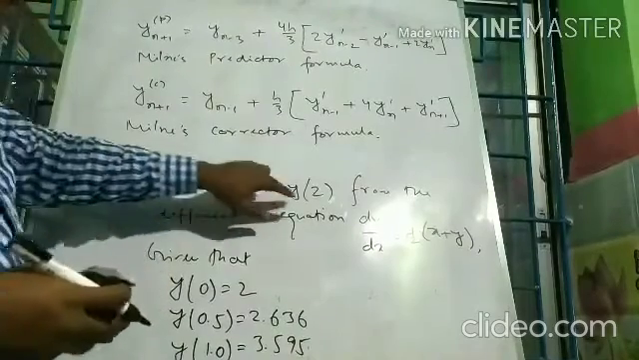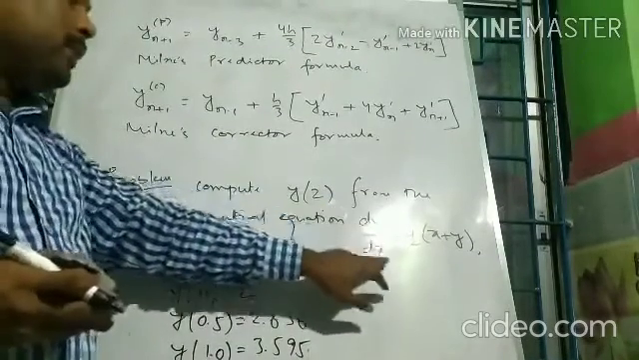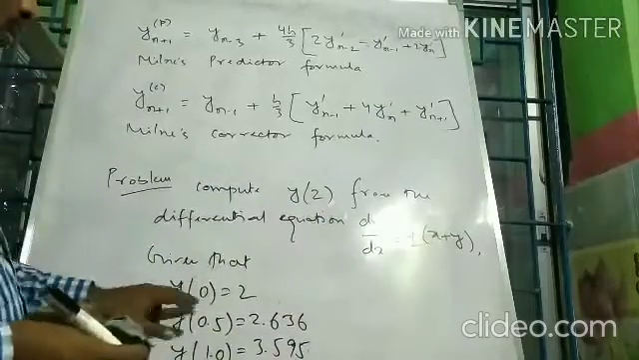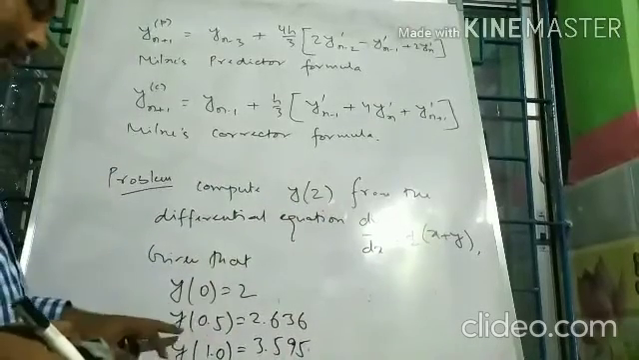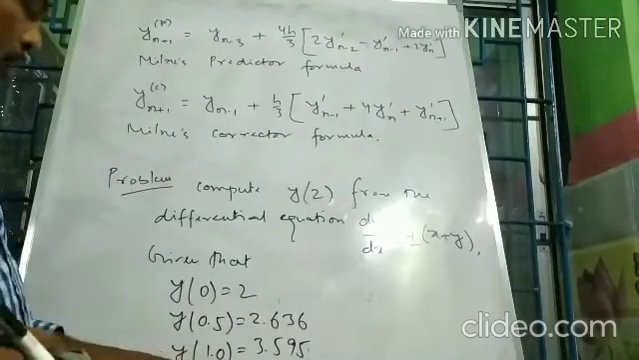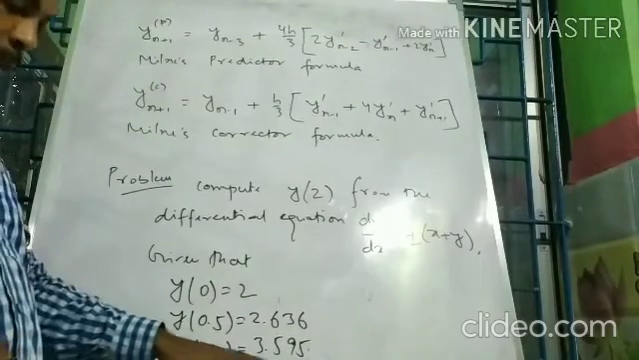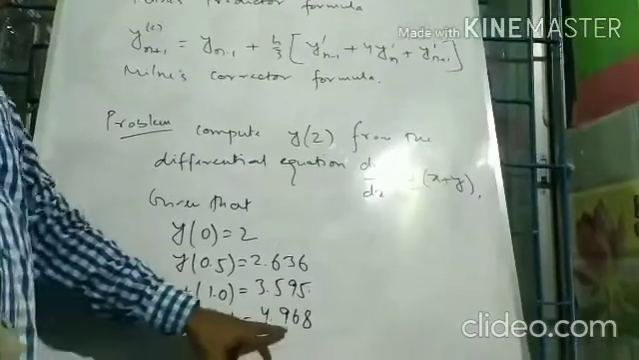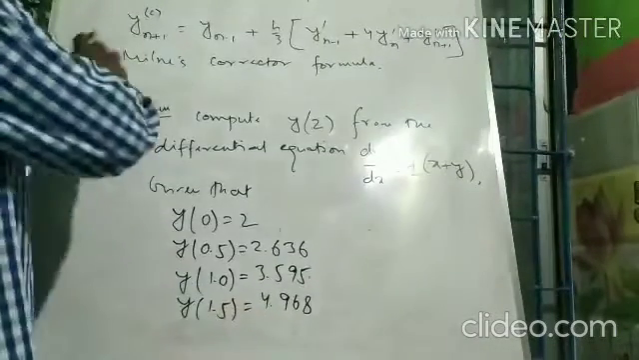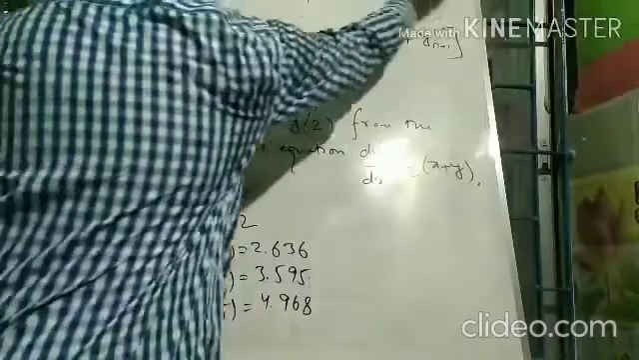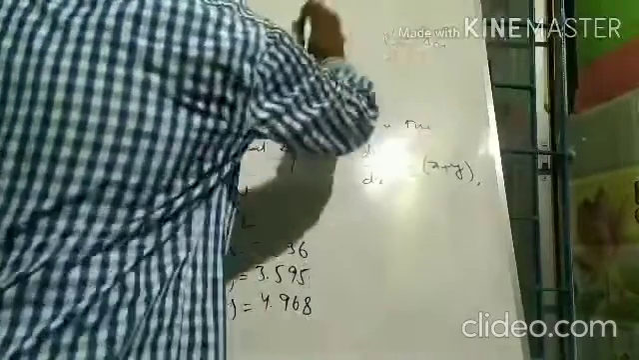So you have to compute y(2) from the differential equation dy/dx equals half (x plus y). The initial conditions are y(0) equals 2, y(0.5) equals 2.636, y(1.0) is 3.595, y(1.5) is 4.968. We have to solve this problem using Milne's predictor-corrector formula.